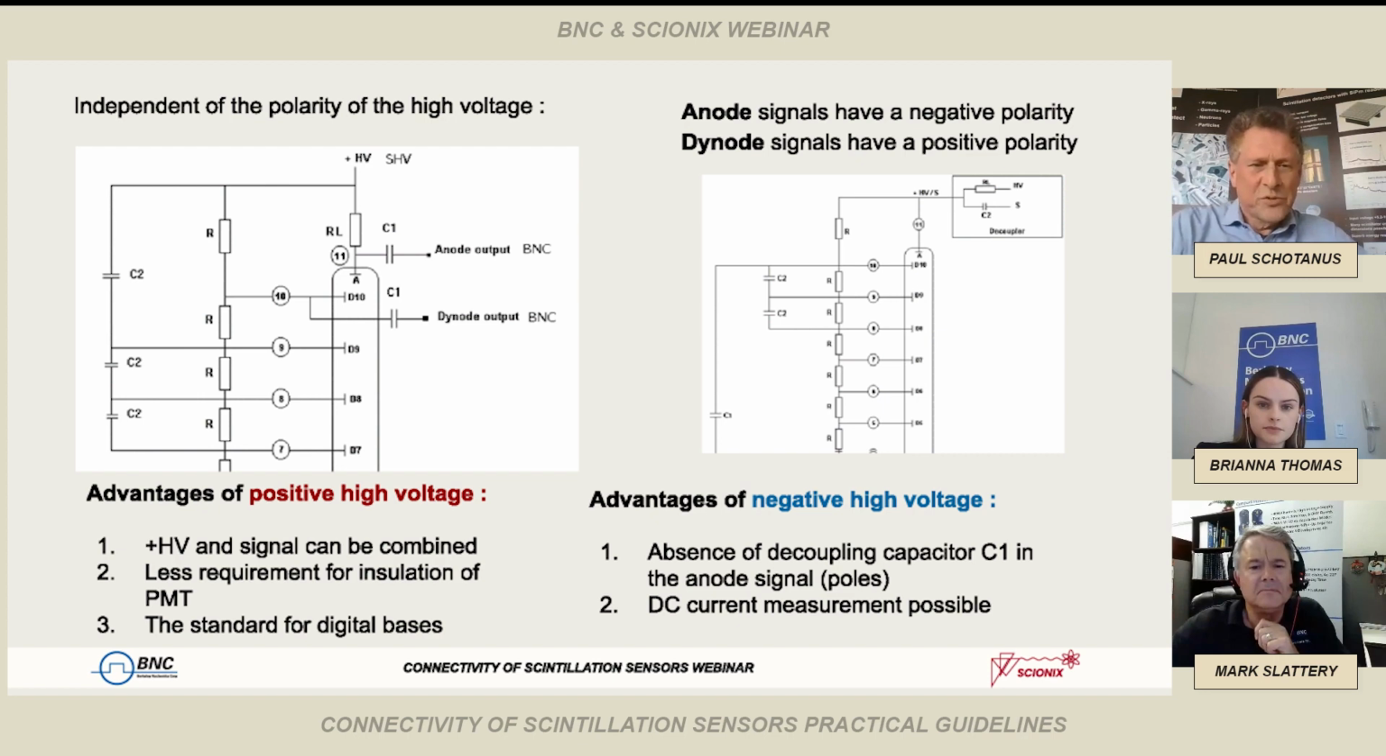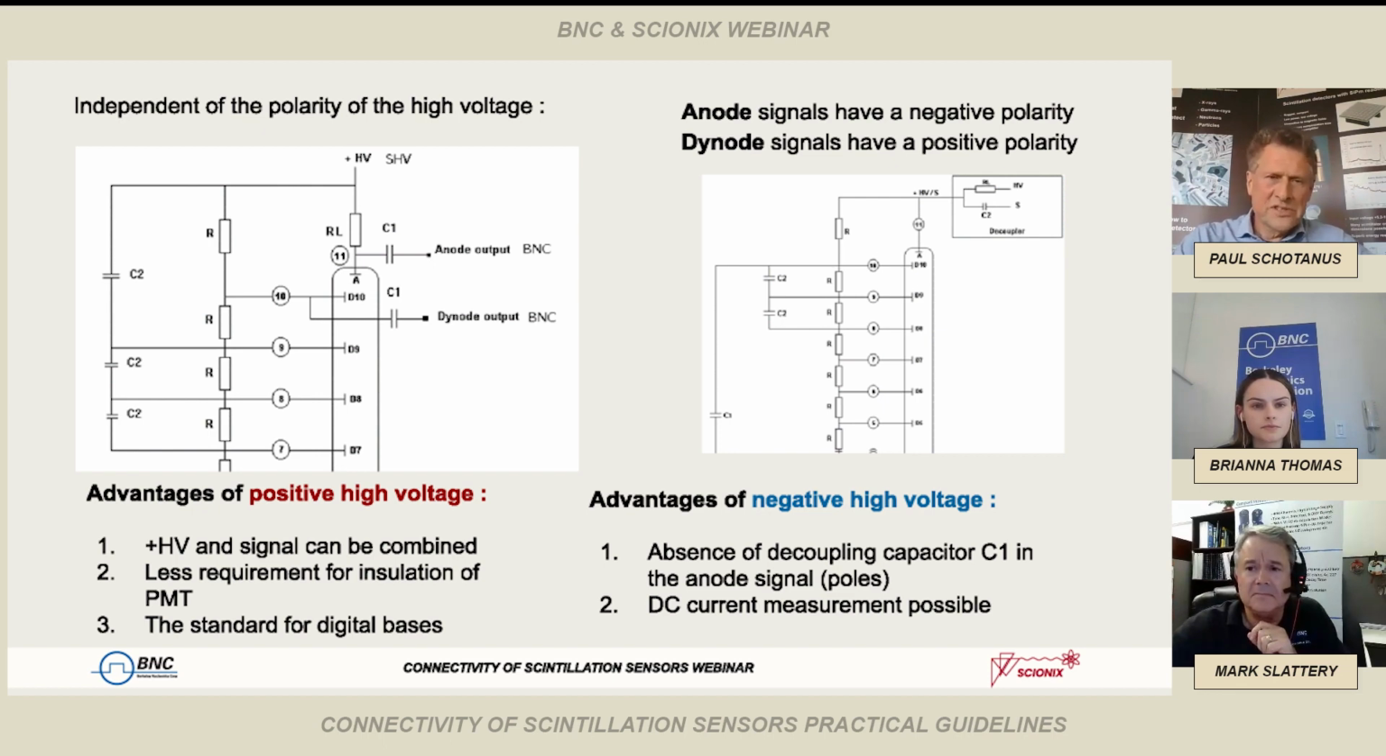So, independent of the polarity of the high voltage, you should realize, this is trivial, but many people don't realize this, that the anode pulse is always negative, it's an electron pulse. And the dynode pulse, for example, on the last dynode, is positive, due to the fact that the cloud of electrons goes away from the last dynode. So we have dynode pulses that are positive and anode pulses that are negative.